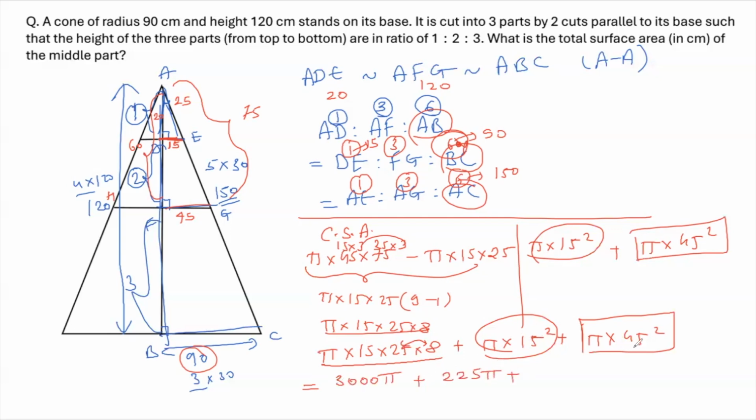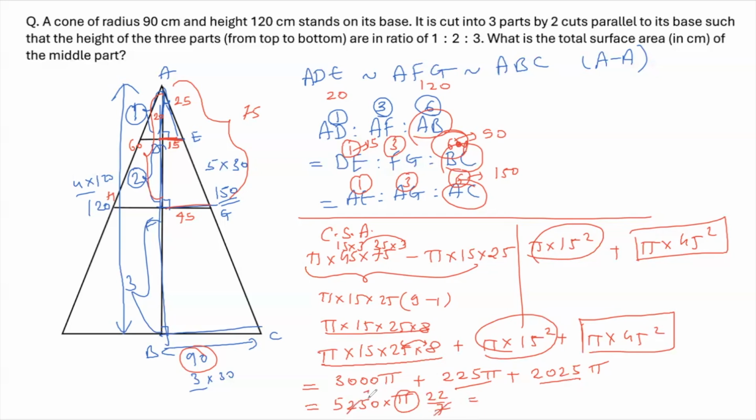plus 15 square is 225 pi and 45 square is 2025 pi. So 2025 and 225 will be 2250 and to this you are adding 3000. So you'll get 5250 into pi. So this 5250 comes out to be a multiple of 7. Perfect. Write the pi as 22 by 7 and I think you have your answer.